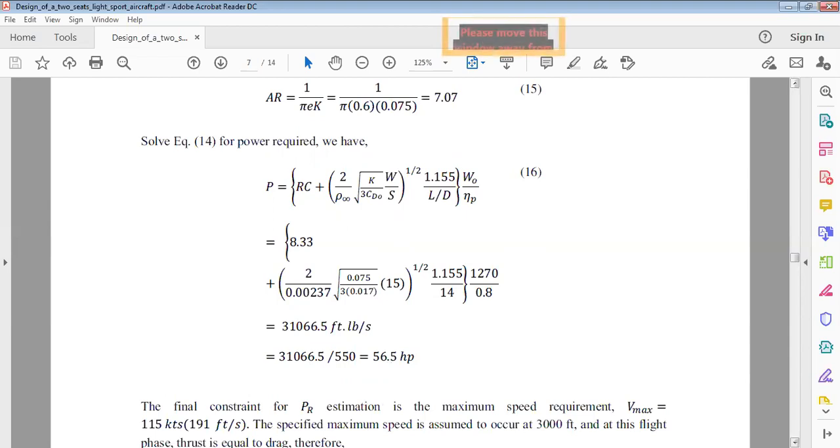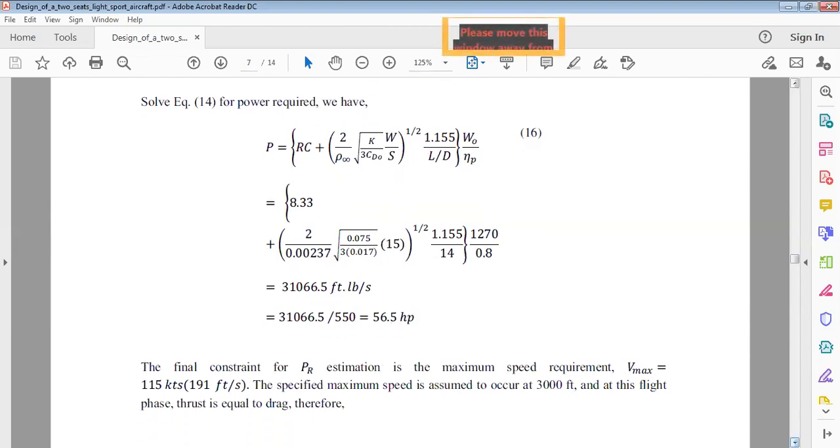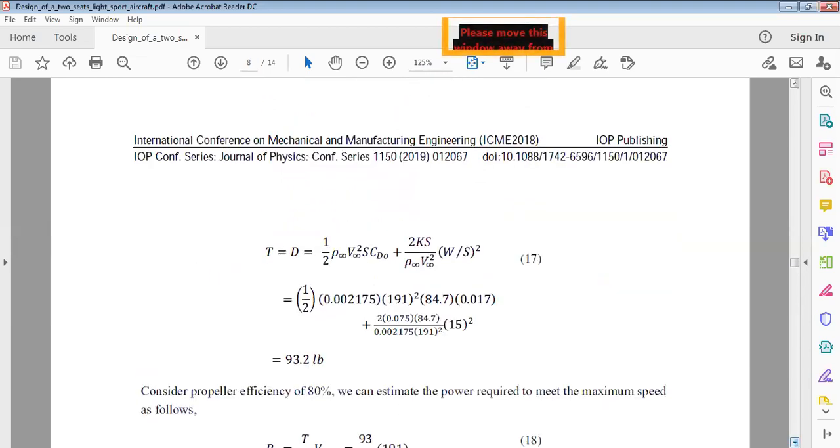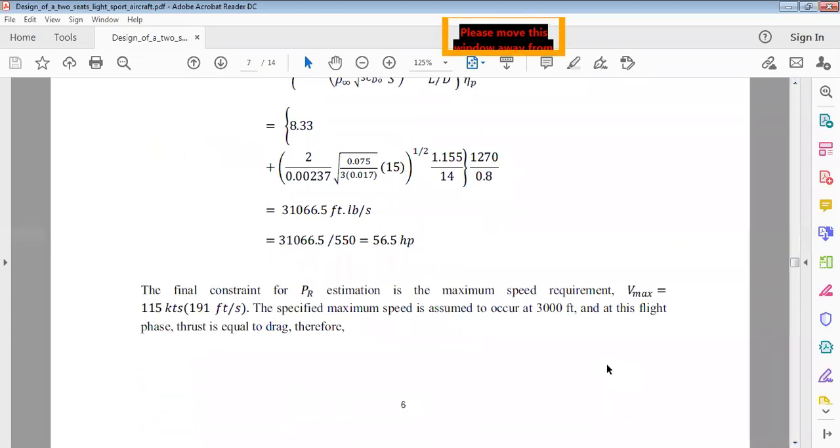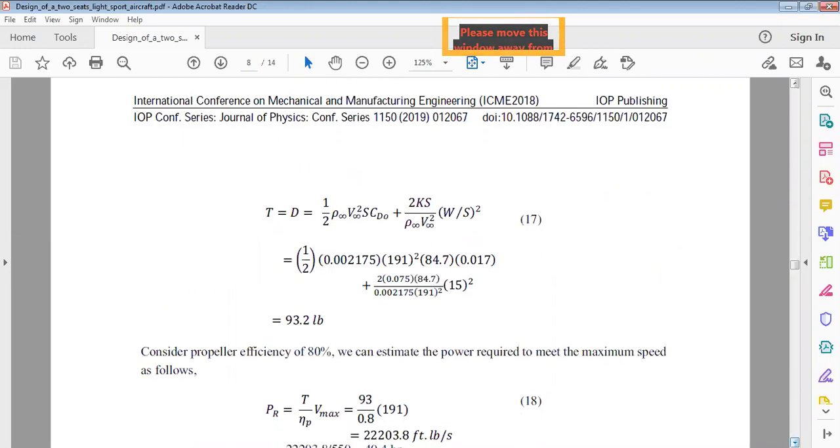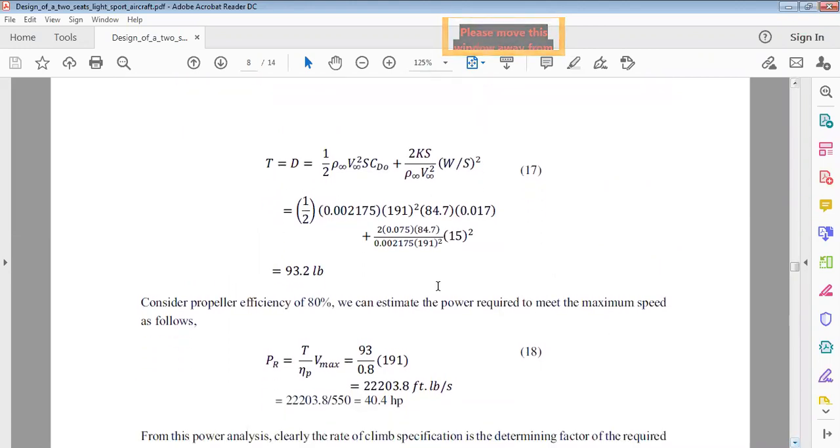So PR. Now the estimation of the maximum speed, Vmax: how much is it? It is 115 knots. You can see here it is 115 knots. The maximum speed is assumed at 3000 feet, and in this flight phase thrust is equal to drag. So T is equal to drag. Therefore we know the thrust is 1/2 rho v square S CD naught plus 2K by rho infinity v square S, W by S the whole square. So what thrust are we getting? 93.2 lb.